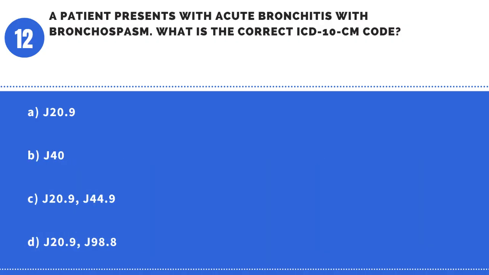Question 12. A patient presents with acute bronchitis with bronchospasm. What is the correct ICD-10-CM code? A. J20.9. B. J40. C. J20.9, J44.9. D. J20.9, J98.8.